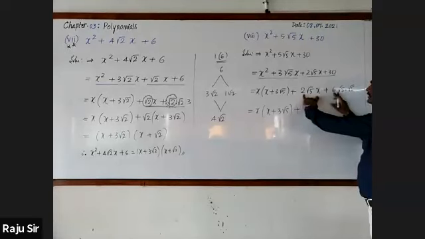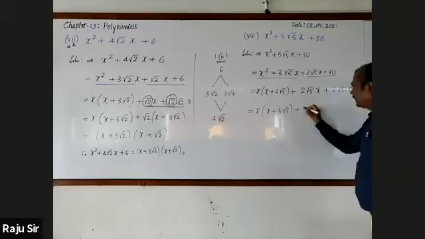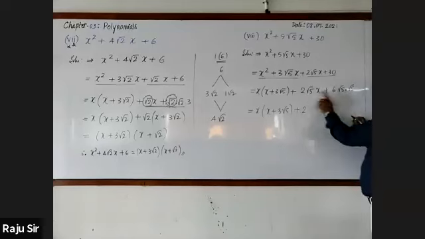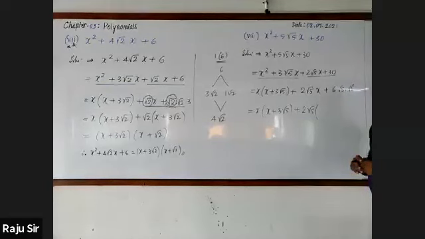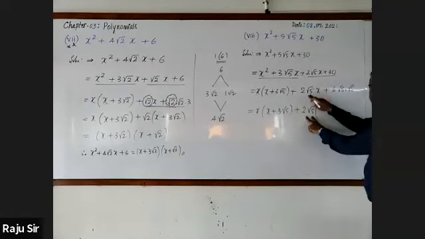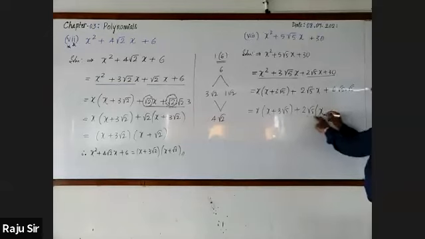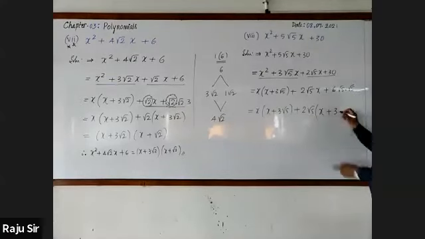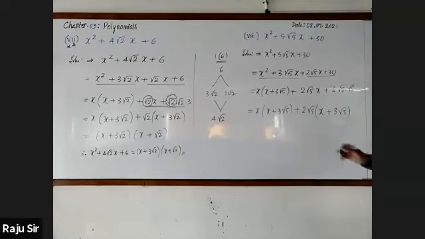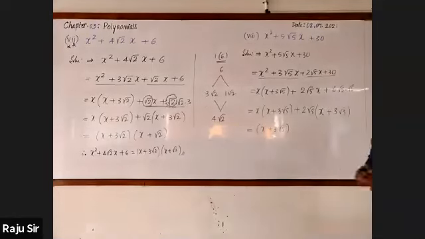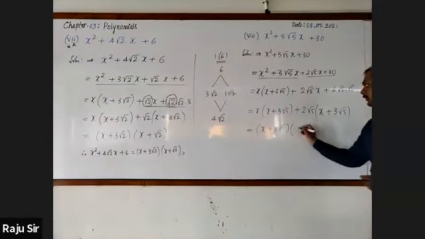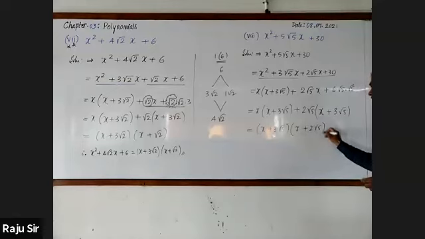Observe here 2, here 6. 2 threes are 6, so 2 can be taken as common factor. Here is root 5, here is root 5. Root 5 is also a common factor. Next, 2 into root 5 is taken as common factor. Remaining x plus 3 root 5 in the first, and 6 divided by 2 root 5 in the second. Now the whole x plus 3 times root 5 is the common factor, and the remaining factor is x plus 2 times root 5.